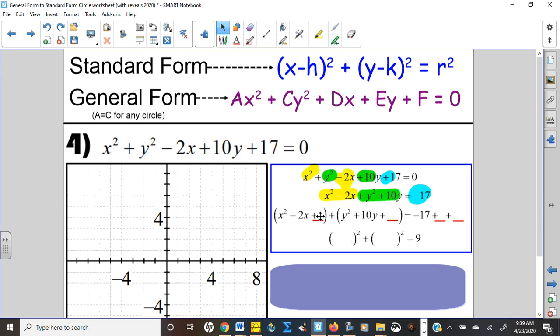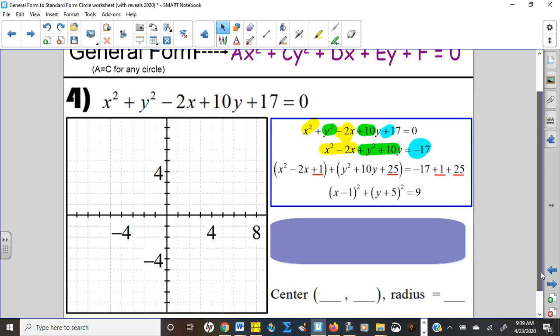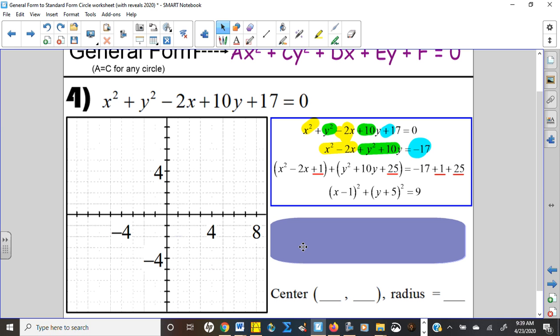Half of 2 is 1. Squared is still 1. Half of 10 is 5. Squared is 25. Let's not forget to add the 1 and the 25 to the right side. Got to balance that equation. So this is x minus 1 squared. This is y plus 5 squared. And when I add everything up on the other side, it's 9. So hopefully that makes you feel good because we're back to perfect squares, right?